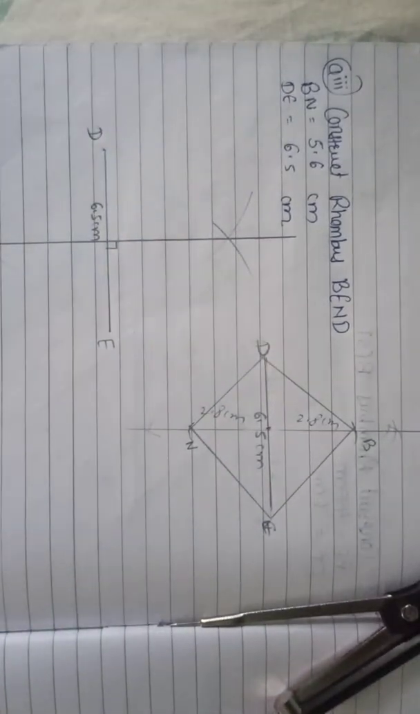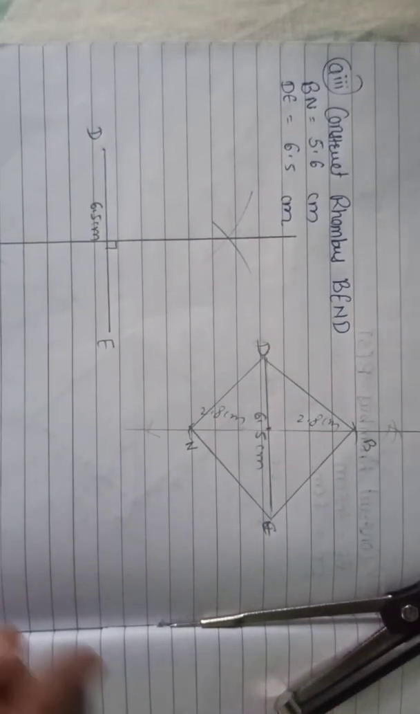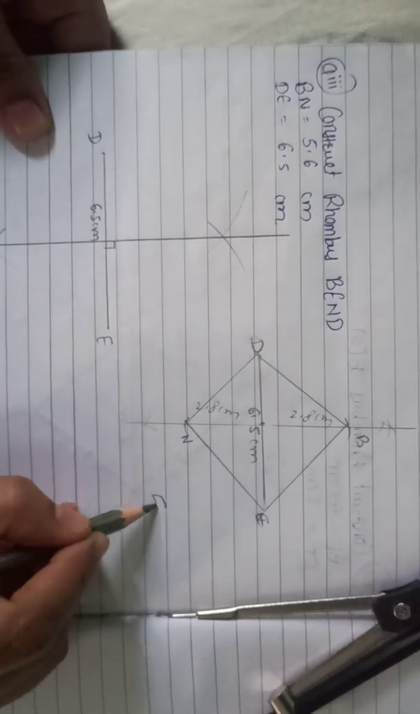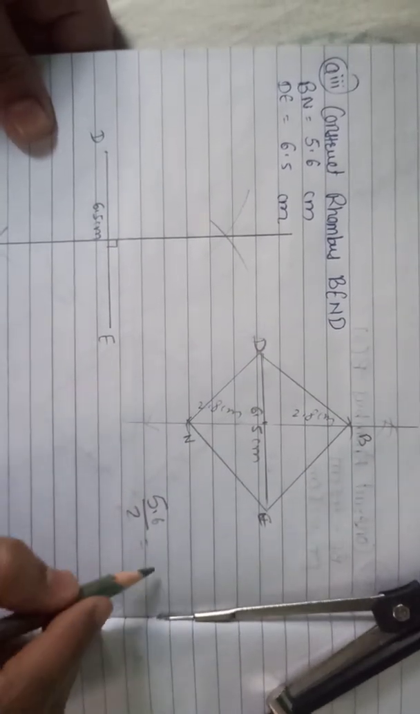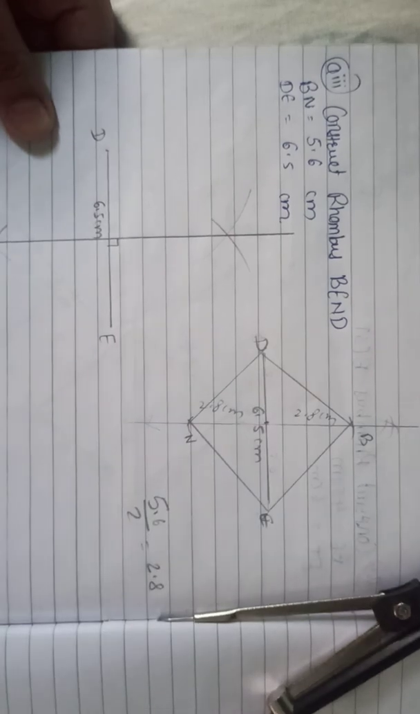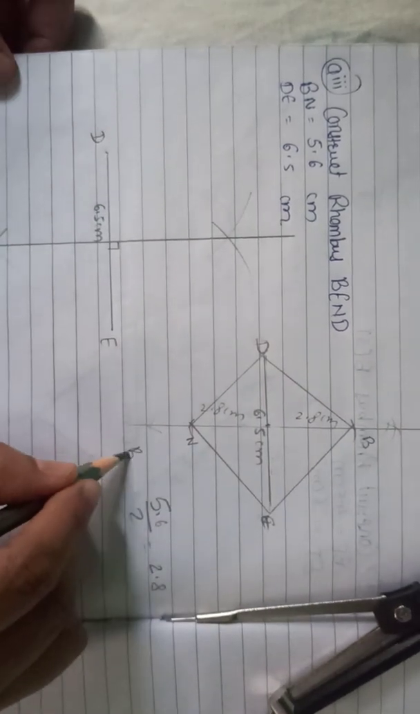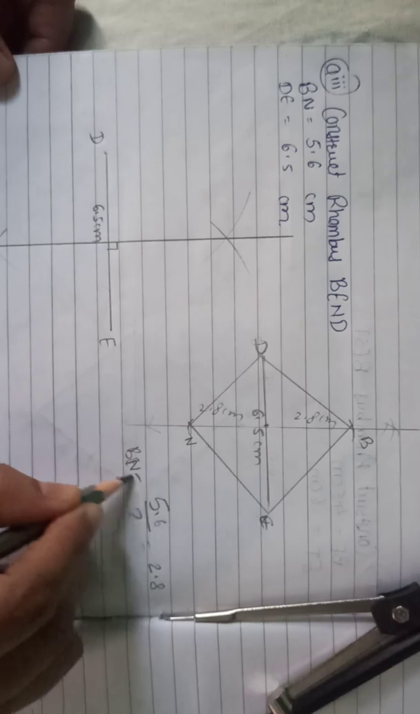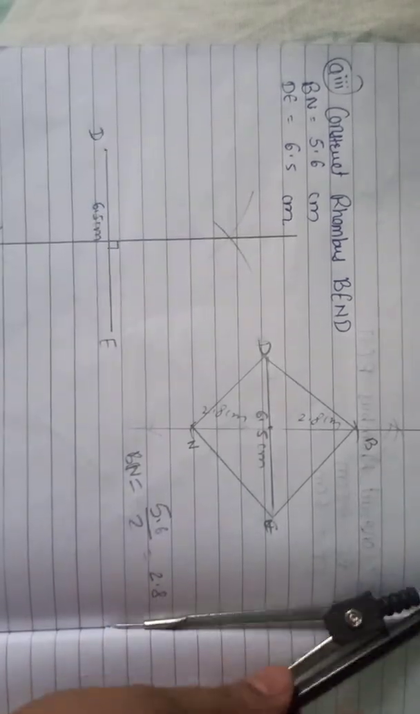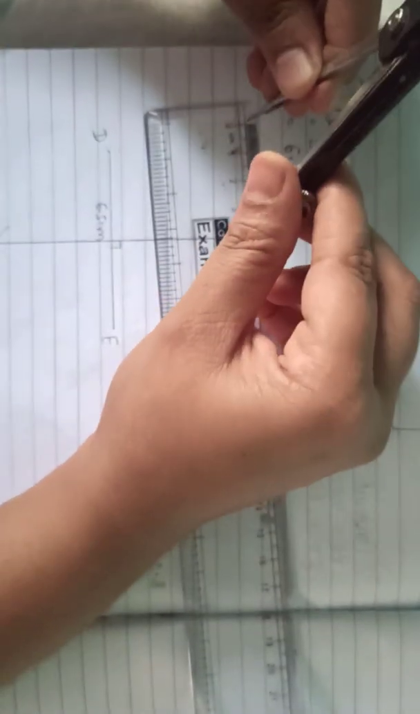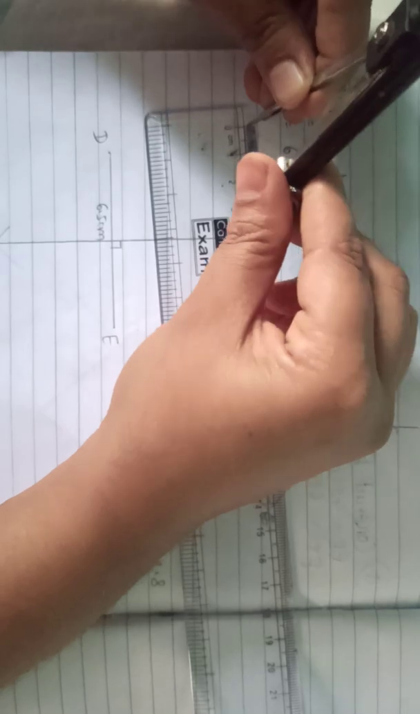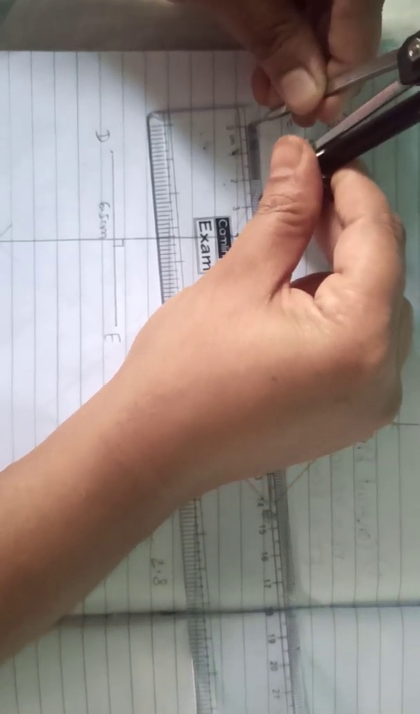Now, but we want to draw here BN as 5.6. So students, we know the half of 5.6. Okay, half of 5.6 is 2.8. Okay, so this is BN, so that we will draw here. Take 2.8 centimeter distance in your compass. 2.8 centimeter distance in your compass.